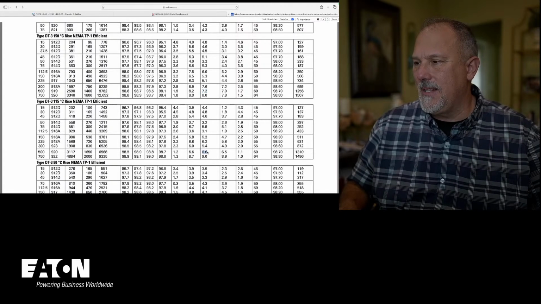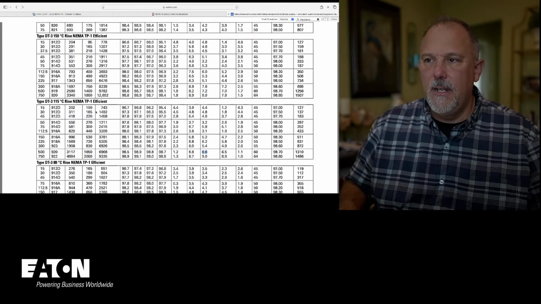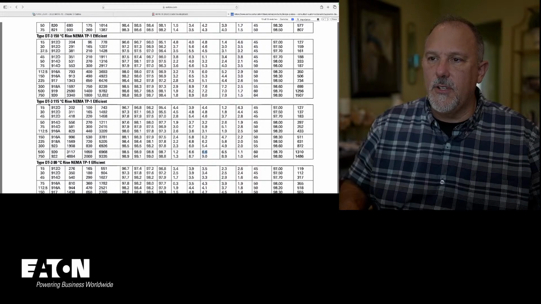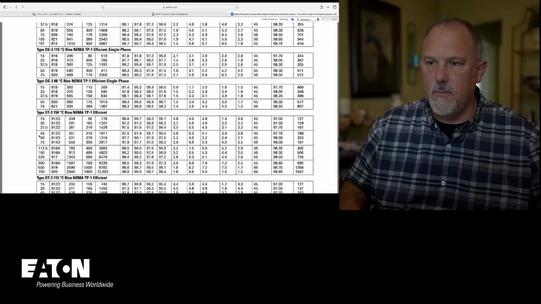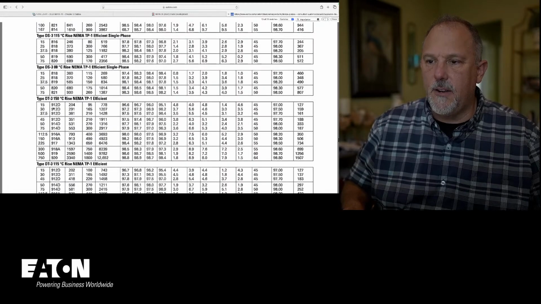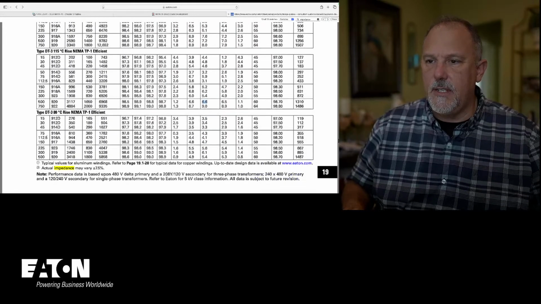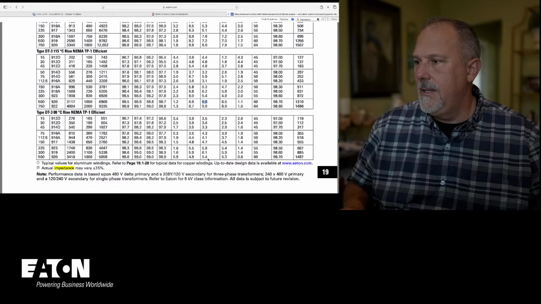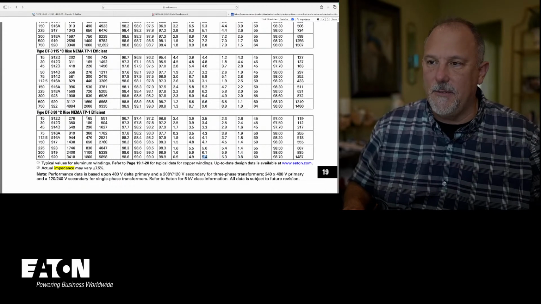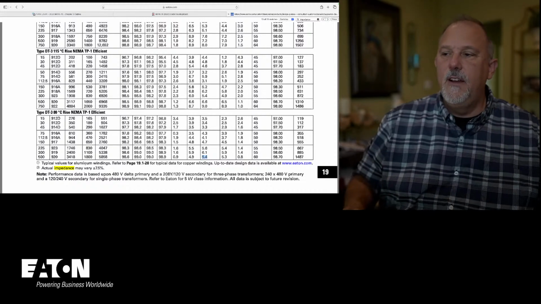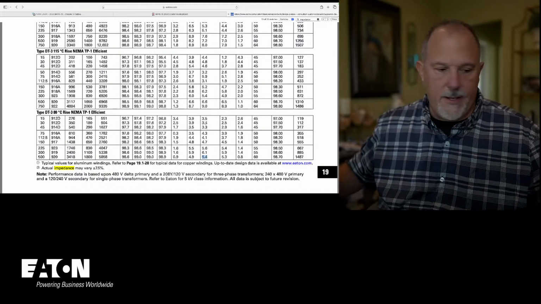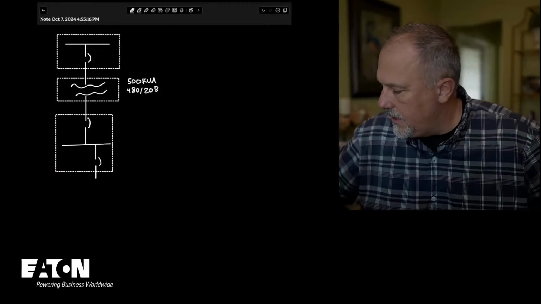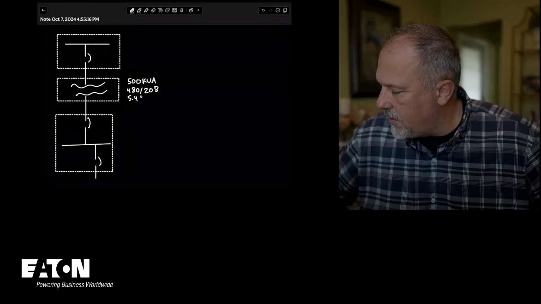There's a 6.6. Remember that now you'll notice this is a 115 degree C rise. This one was 150 degree C rise. This is an 80. Oh, look, 5.4. There we go. We're going to use the 80 degree C rise, NEMA TP1, 500 kVA. There's the 5.4% impedance. So that's where we got the numbers from. So this is going to be a 5.4% Z.